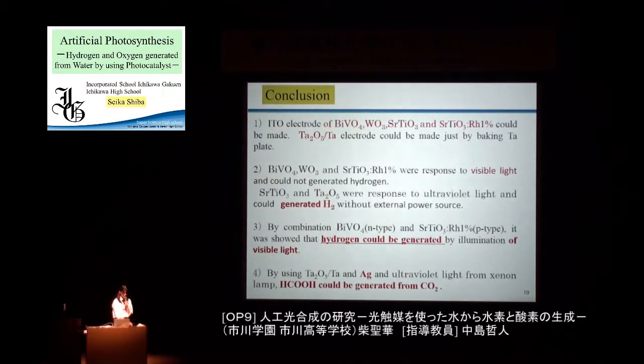To conclude, several semiconductors, photocatalysts, and electrodes could be created. With a combination of bismuth vanadate and 1% rhodium-doped strontium titanate, water was reduced, and visible light showed that hydrogen could be generated. When ultraviolet light was irradiated to tantalum oxide and silver was used for the counter electrode, it was confirmed that formic acid was generated from carbon dioxide.